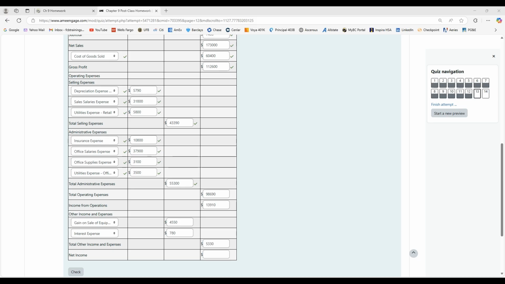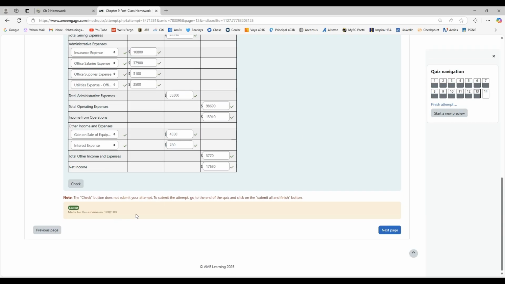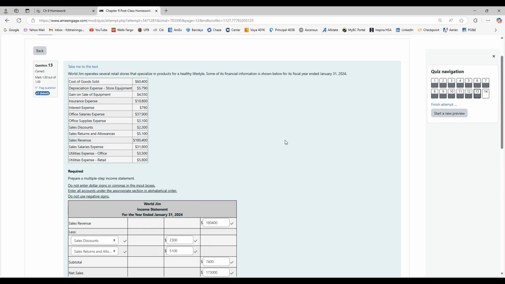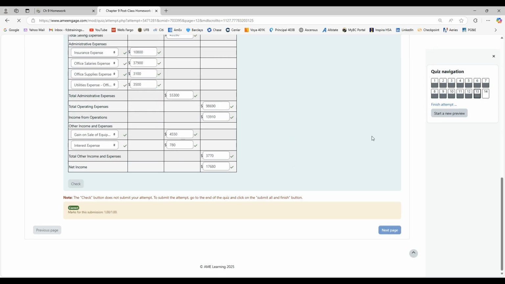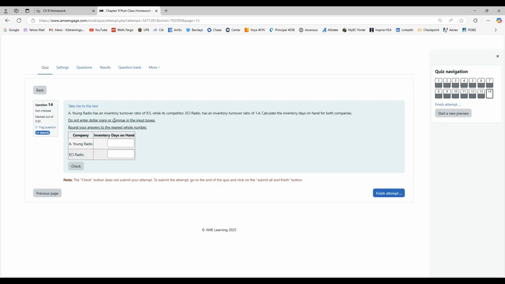Oh, I screwed that up. It's 4,550. The gain is a plus, the interest expense is a minus, so really it should be 3,770. This minus that. Okay, so then we get 13,910 plus 3,770 gives us 17,680 as a net income. And all right, we did it all good, 100%, looking good. Cool. A little easier when you don't have to do all the rest of the financials.